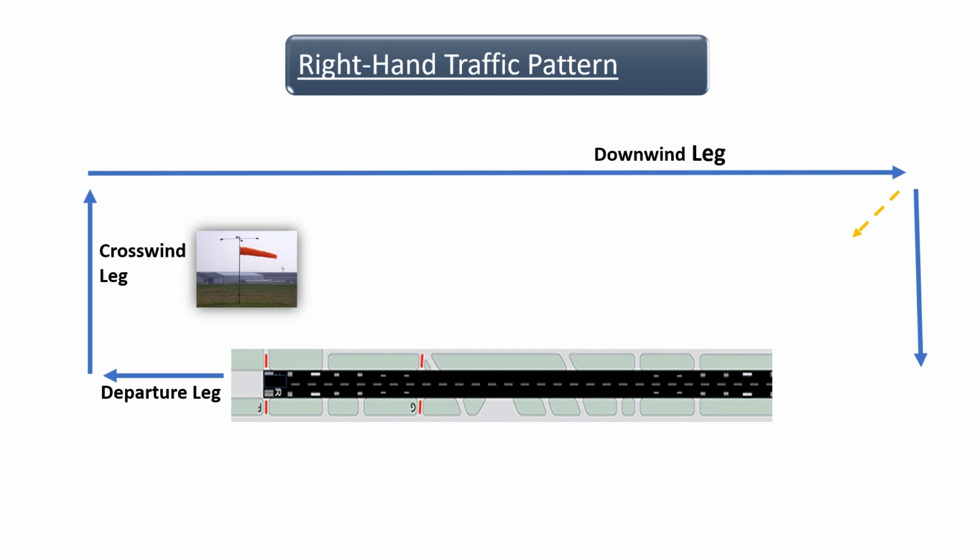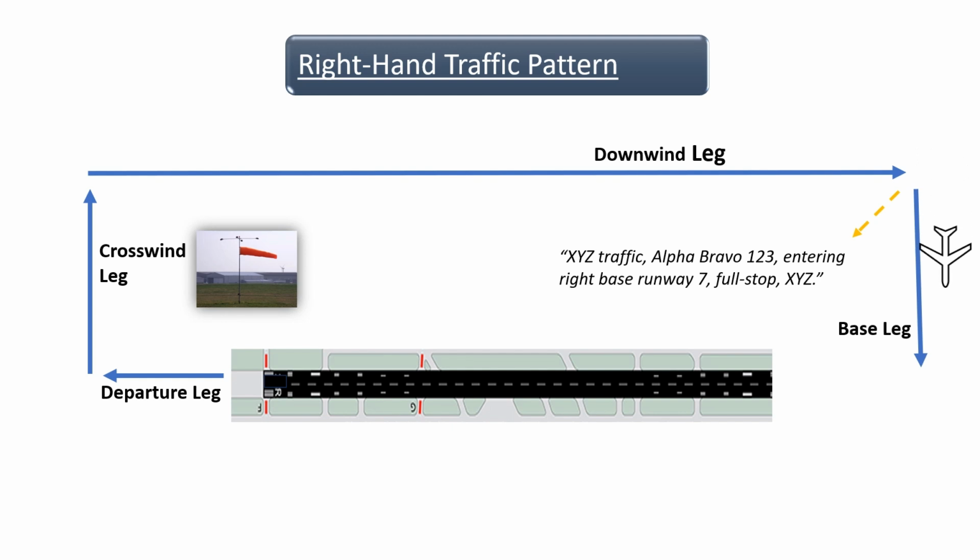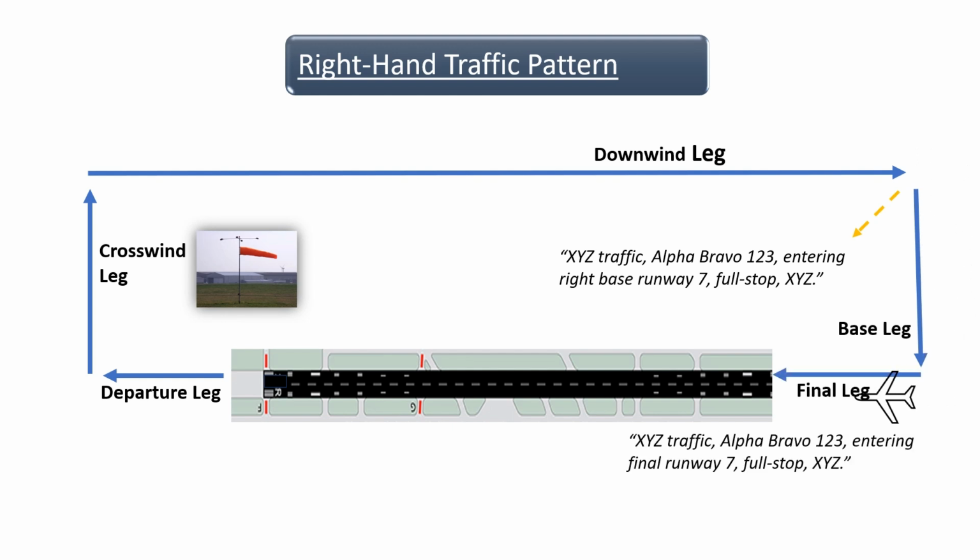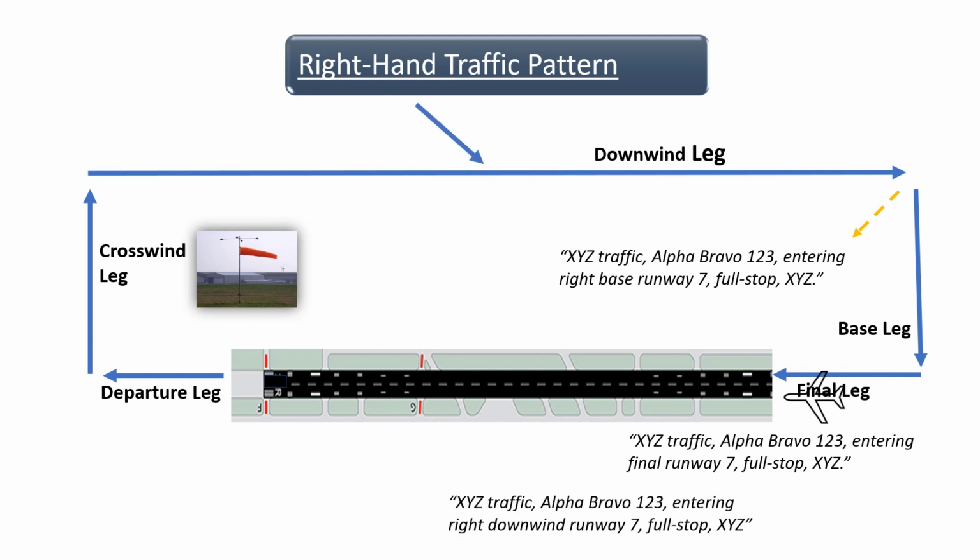When flying a right-hand traffic pattern, all turns are made to the right as shown in the diagram. When making a radio call and on the downwind or base legs, the pilot would state right downwind or right base when flying a right-hand traffic pattern.